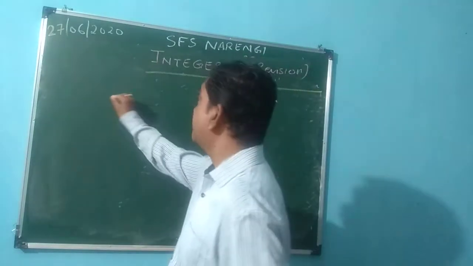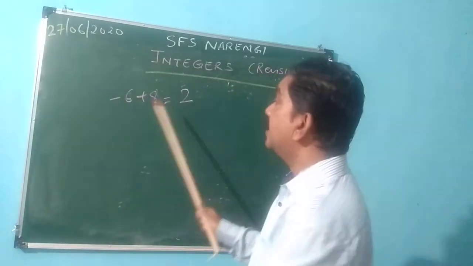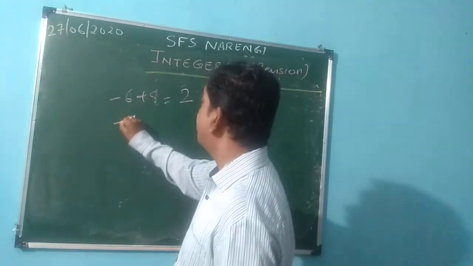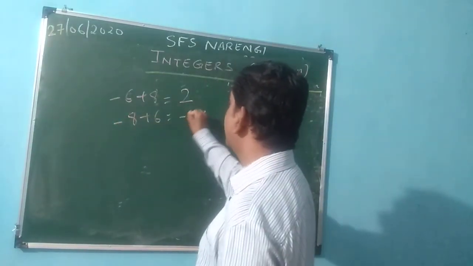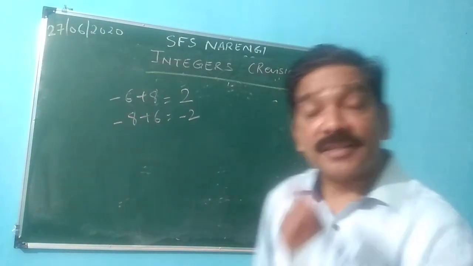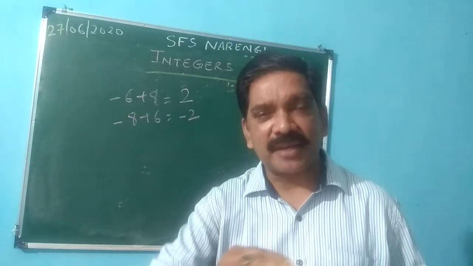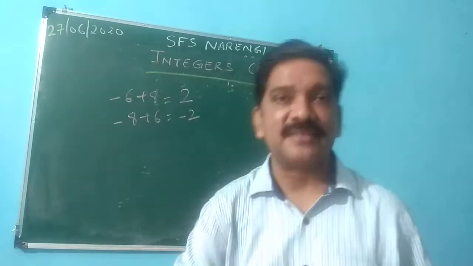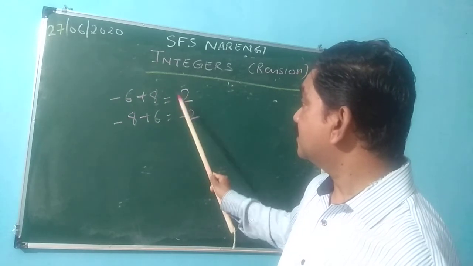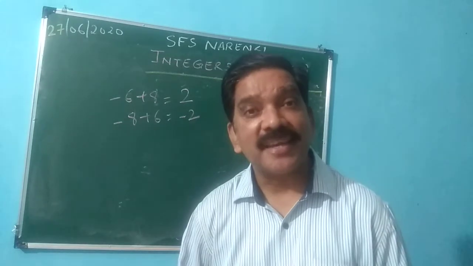For example, if I write minus 6 plus 8, the answer is 2, because 8 is the greater number and its sign is plus. If I write minus 8 plus 6, the answer is minus 2, because 8 is the greater number and its sign is minus. Remember, how to put the sign is very important. In addition and subtraction, always see the greater number and give its sign. For example, here 8 has sign plus, so the answer has come in plus. But here the 8 is greater and its sign is minus, so the answer has come in minus. That's what we did yesterday.